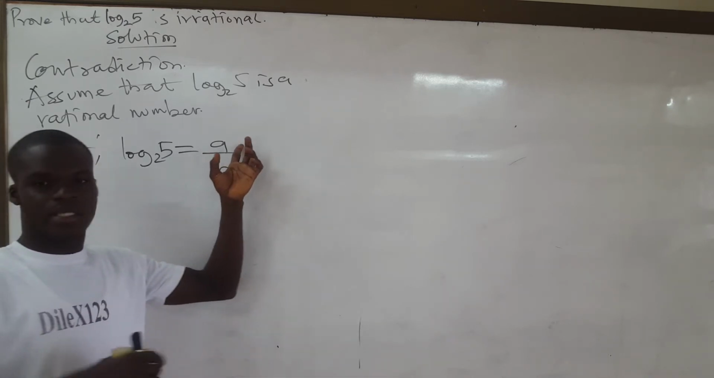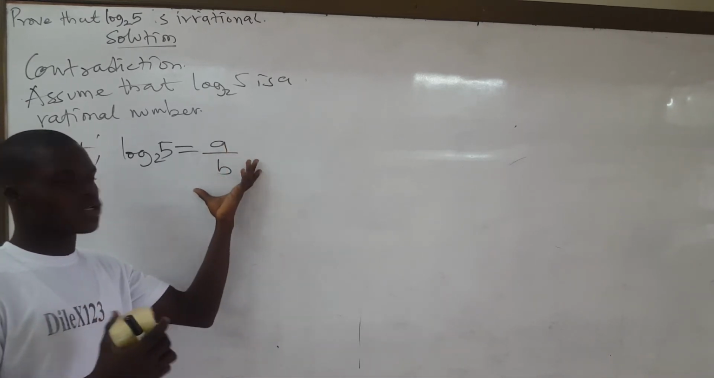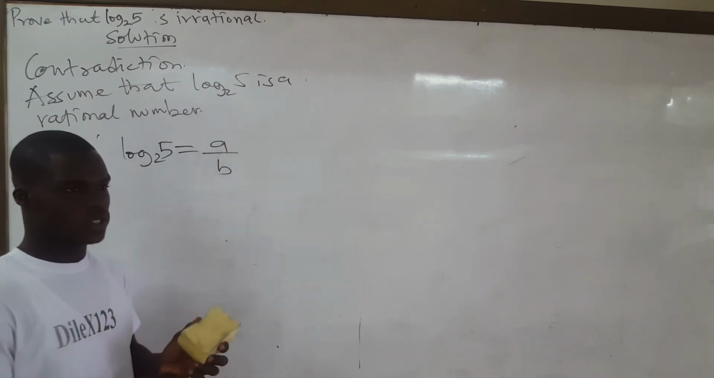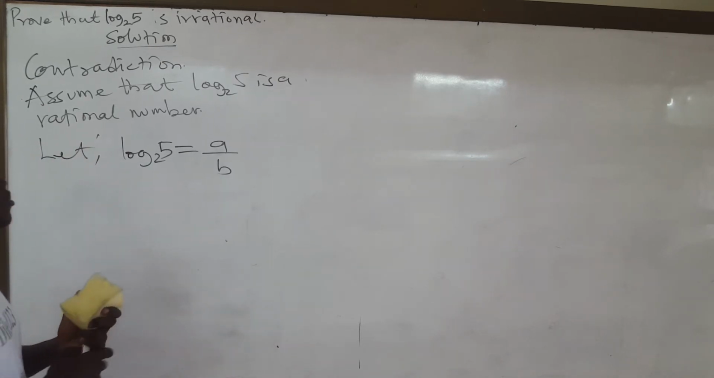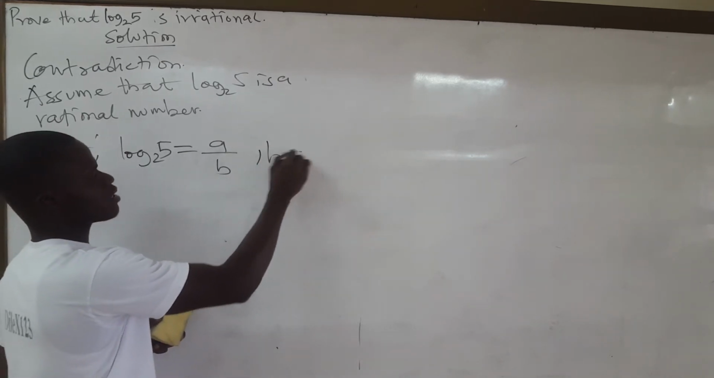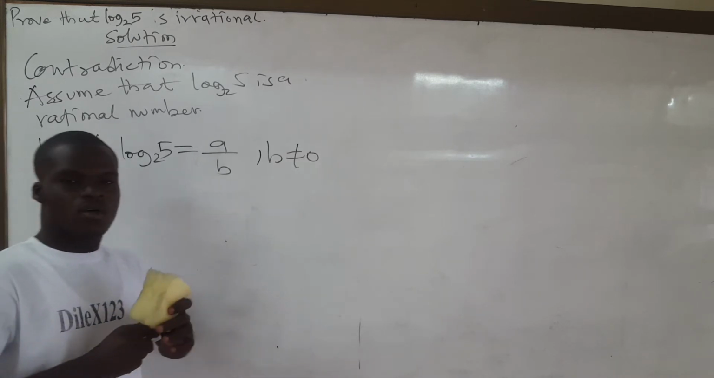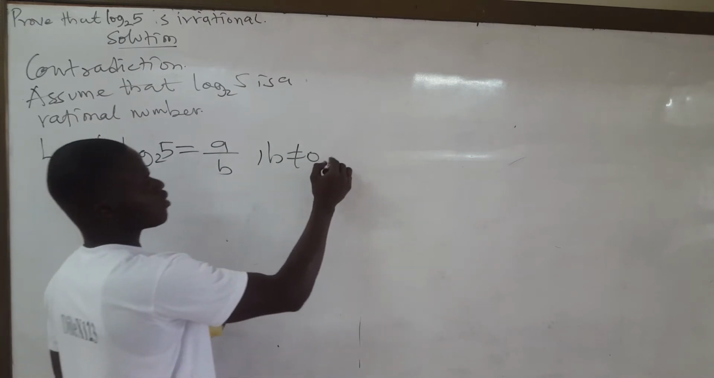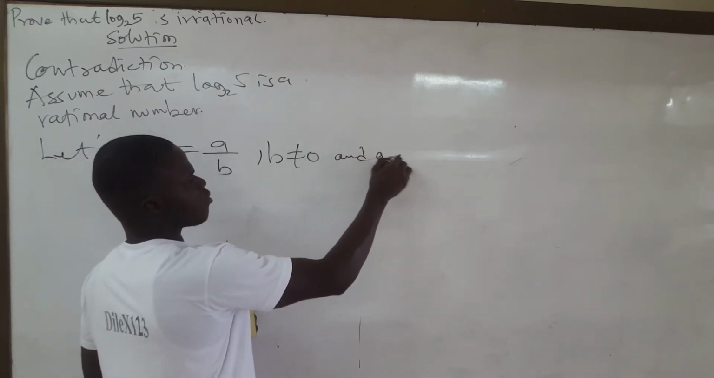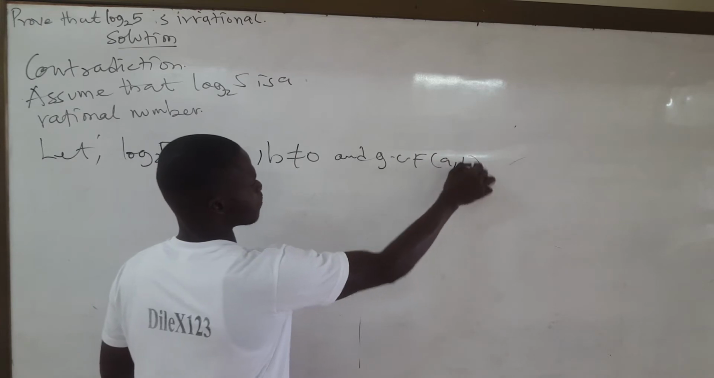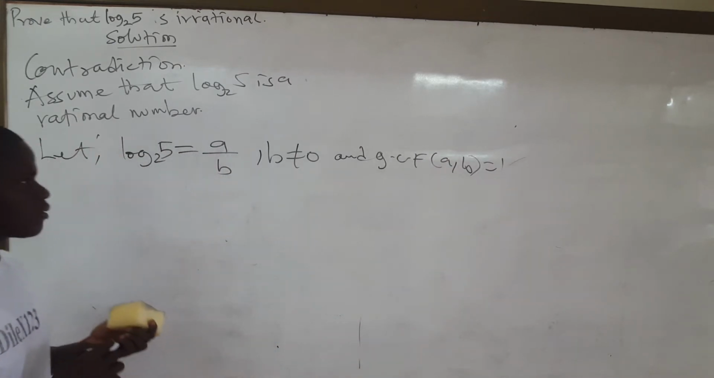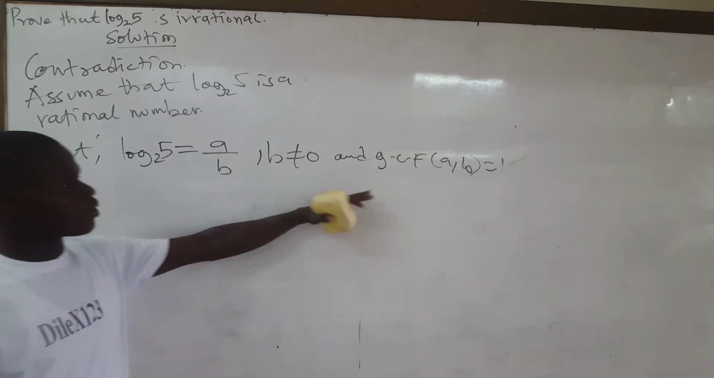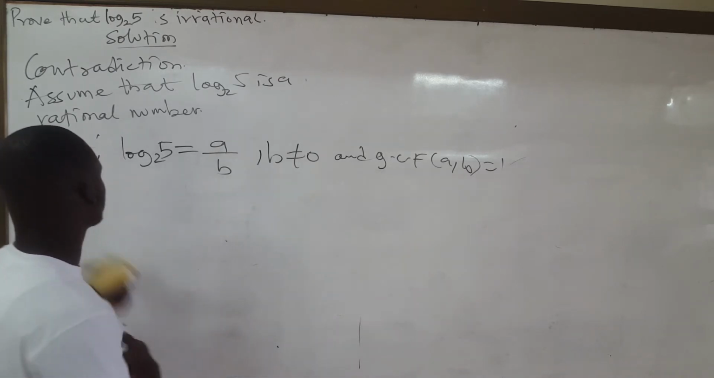Over here, a is any number, b is also any number, but not a decimal. A is not a decimal number, it's a whole number. Also, b can't be equal to 0, because if b is equal to 0, a over b becomes undefined. And the greatest common factor of a and b should be equal to 1. So having considered this, let's continue.